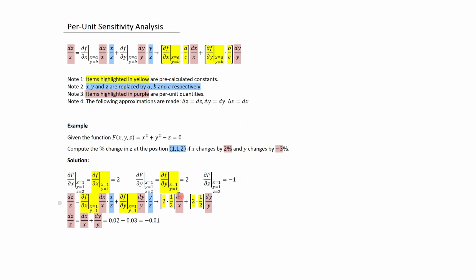And then you have dx over x, which is a percentage change in x, which is per unit. dy over y is the percentage change in y. And so this term is 1, this term is 1, dx over x is 0.02, and dy over y is 0.03. Put them together and you get minus 0.01. So this is the percentage change in z.